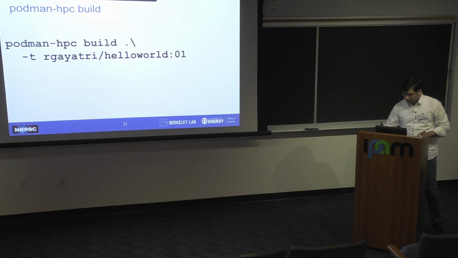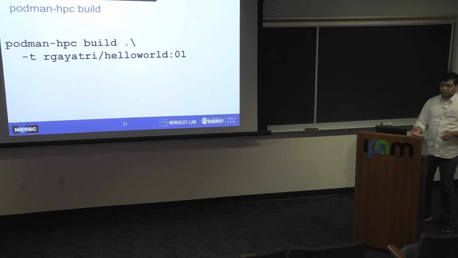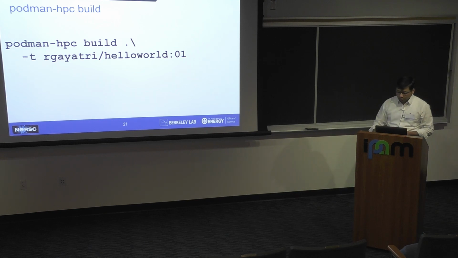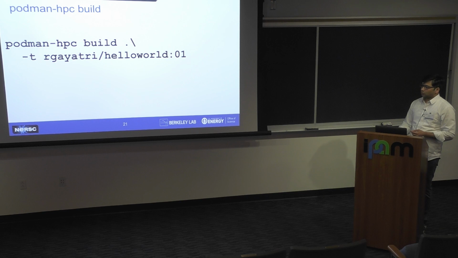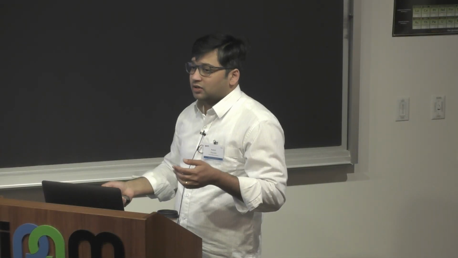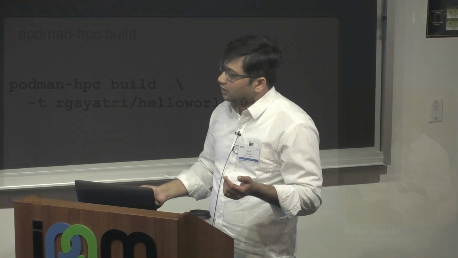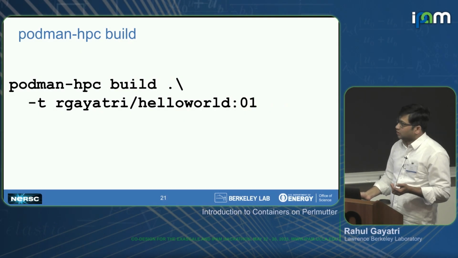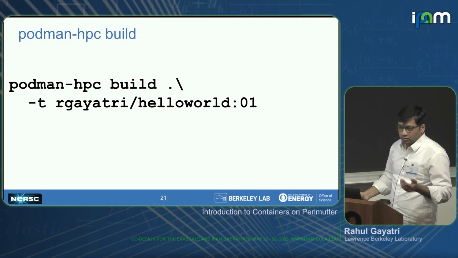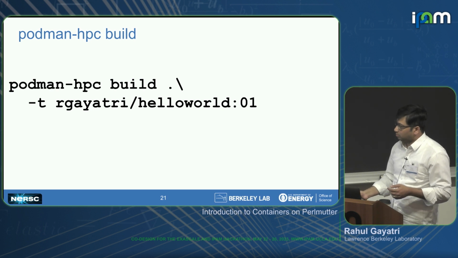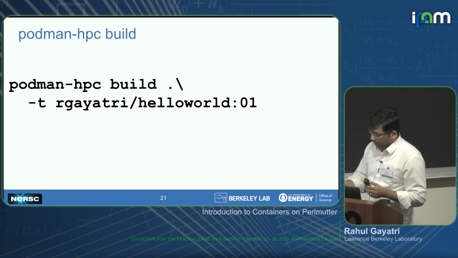Right. The first step is you have your Dockerfile and you want to build an image out of it. It's pretty much similar to what you would do with Docker. You would say podman-hpc build, then dot, since I'm in the directory which has the Dockerfile, so dot is the path where the Dockerfile is. And then -t, and then an image name and a tag for that image. We were building a hello world Dockerfile, so let's name the image hello world and say the tag is just 01.